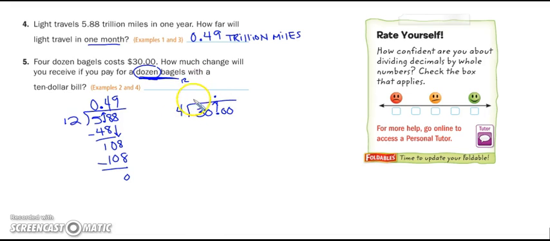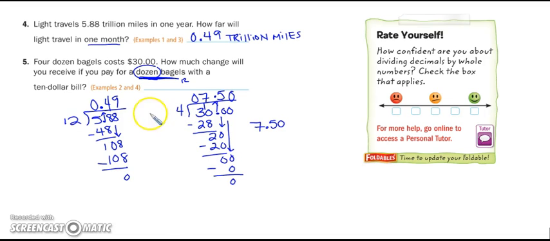So 4 doesn't go into 3. It can go into 30 seven times. That leaves me with a 2. Bring down the 0. Then I have 5 times 4 is 20. And bring down the 0. And 4 doesn't go into 0. And 0 times 4 is 0. So $7.50 for my dozen. If we did end up dividing it by 12, that would be for each bagel, and that's not what it's asking for.